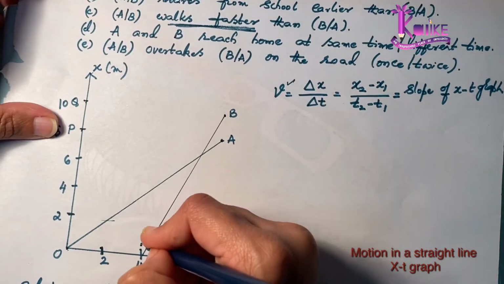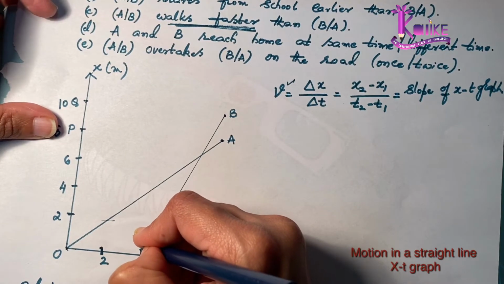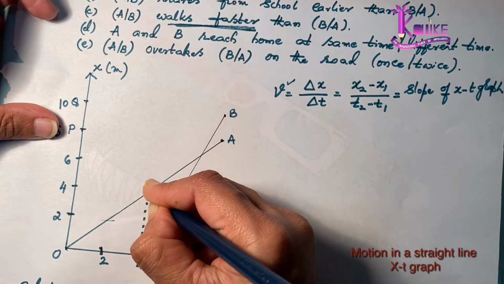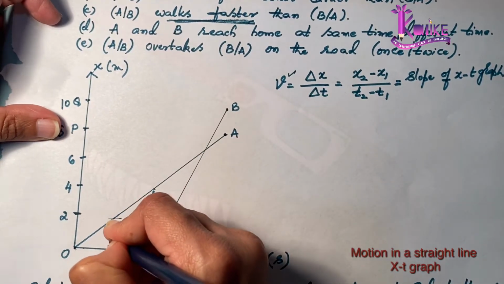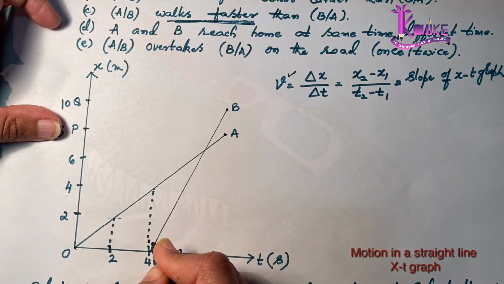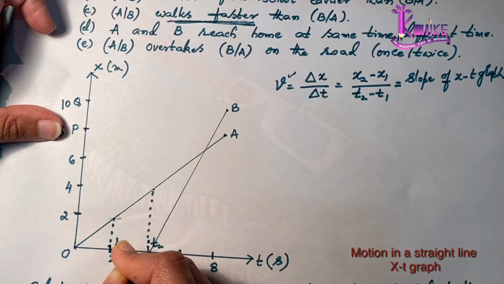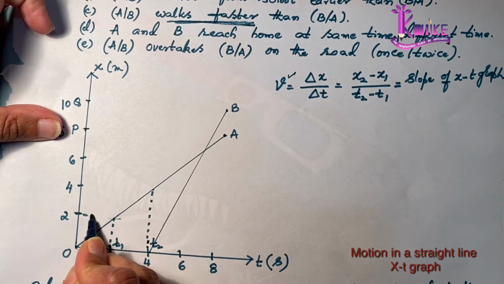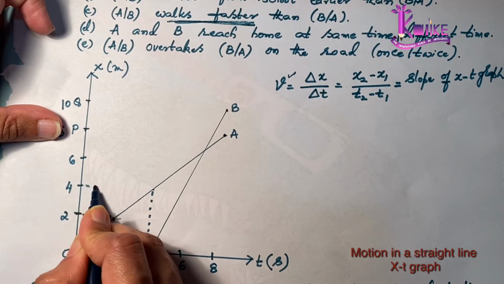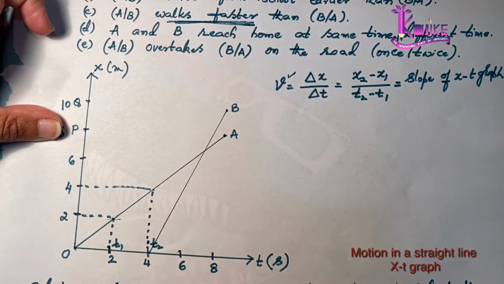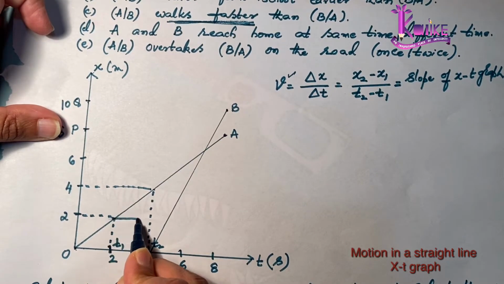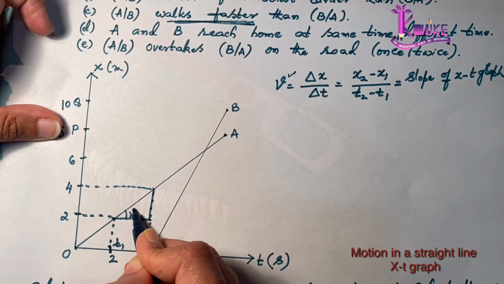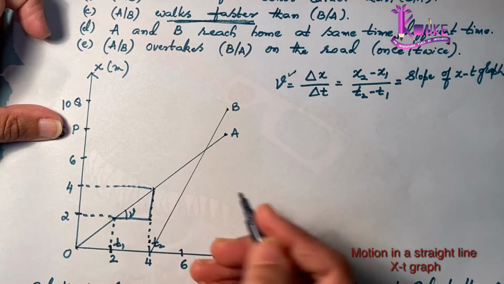Now since I have already done it, graduated it, I'll take these values only. So I'll take these values as T2 and T1. I'm doing it for the graph A. So this will be their corresponding values on the x-axis. So this is your slope, which is nothing but your velocity. So you're finding out V.